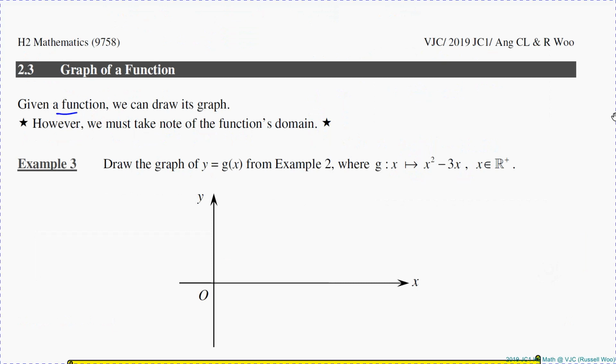Now, given a function, we can draw its graph. But just take note, we must always take note of the function's domain. What do we mean here? Now, if I give you example 2, the function g, here, x squared minus 3x. I don't think it's difficult to tell me that the graph clearly is a minimum happy face.